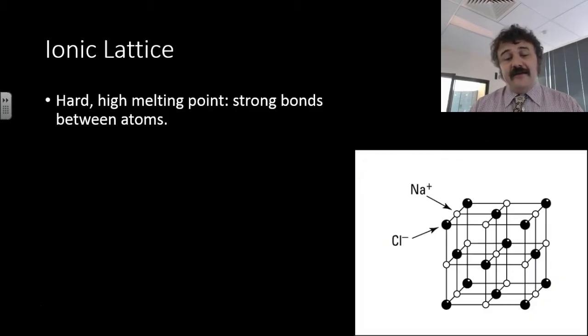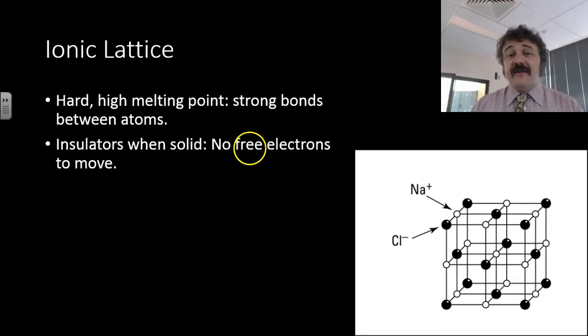The ionic lattice, let's have a look at it. The properties are that it is hard and it has a high melting point. And this is because there are strong bonds between the atoms, really strong. It's an insulator when it's solid. There's no free electrons to move around.